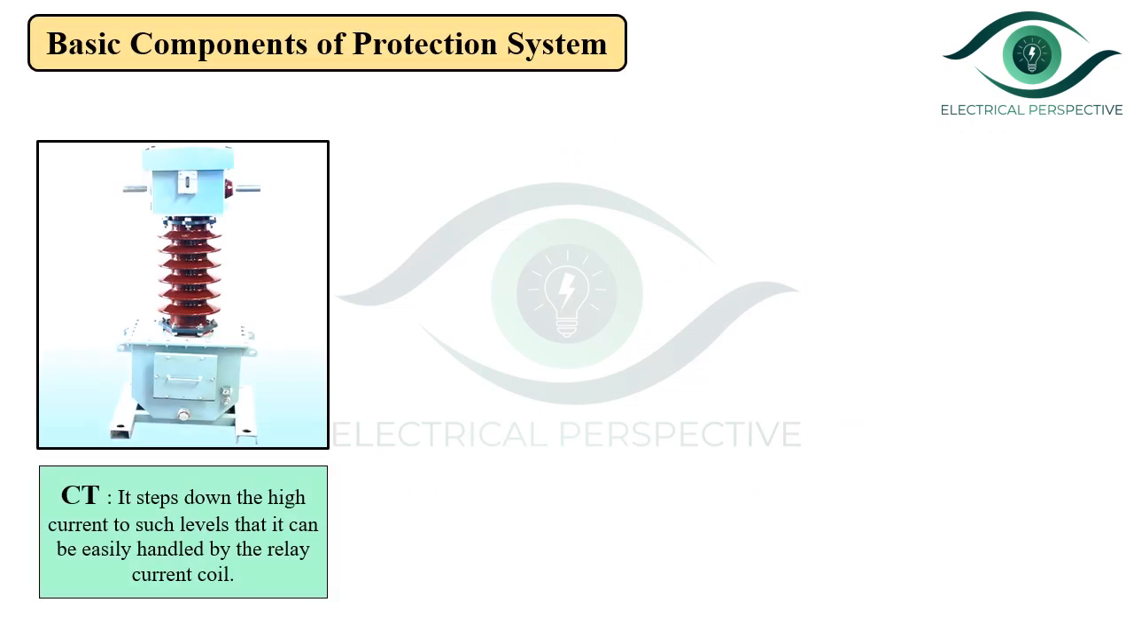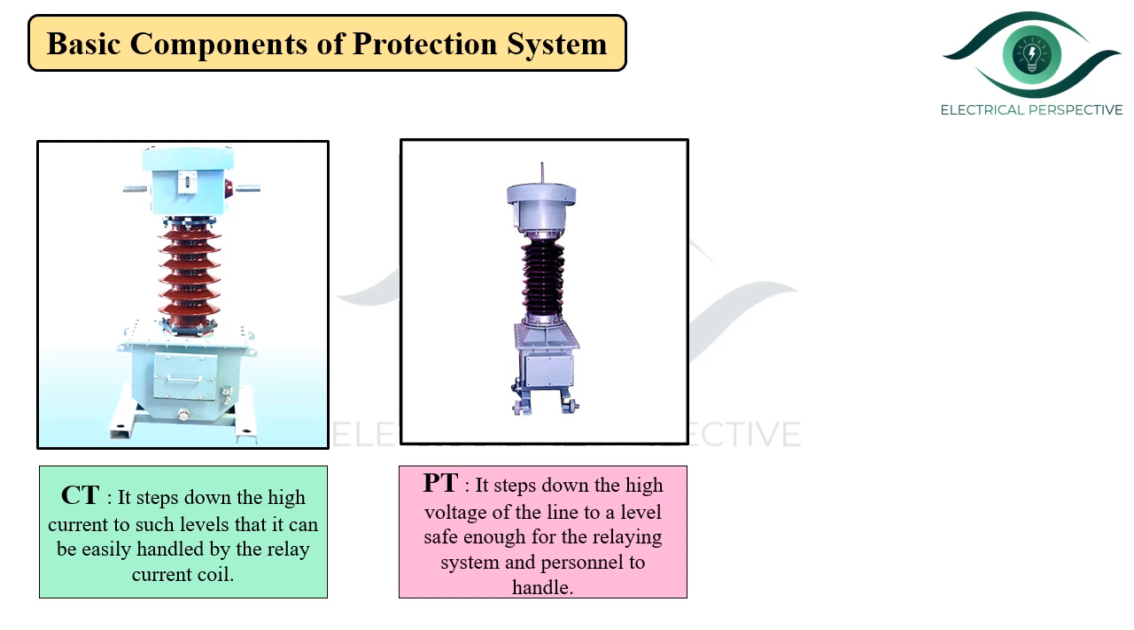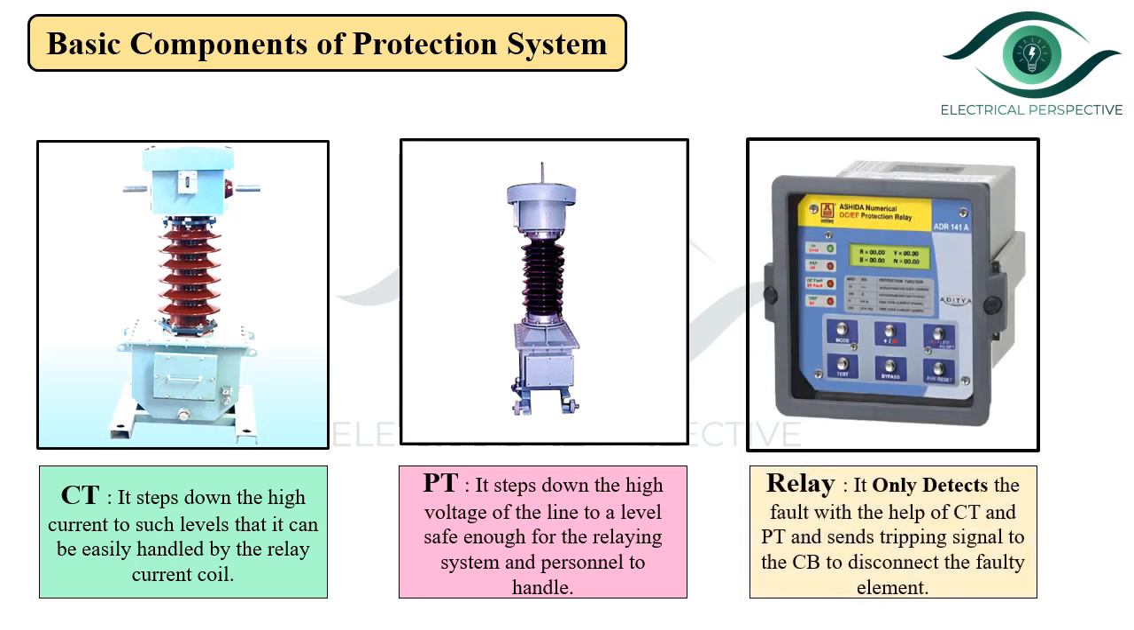Now briefly we will go through all components. The first one is the CT, that is current transformer. It steps down the high current to such a level that it can be easily handled by the relay current coil. Next one is PT, that is potential transformer. It steps down the high voltage of line to a level safe enough for the relaying system and personnel to handle. Then relay, it only detects the fault with the help of CT and PT and then sends tripping signal to circuit breaker to disconnect the faulty element.